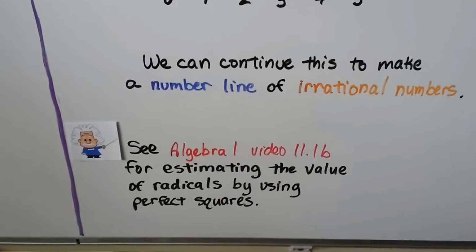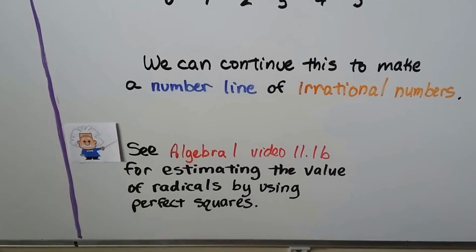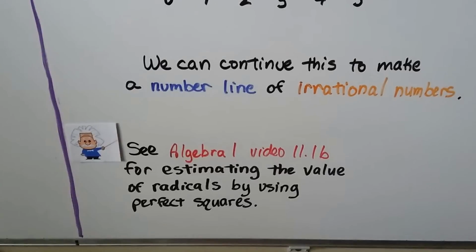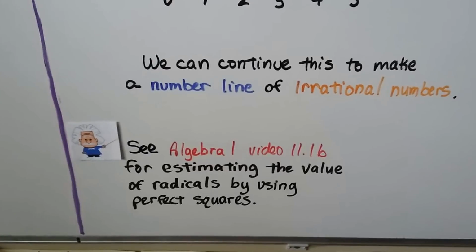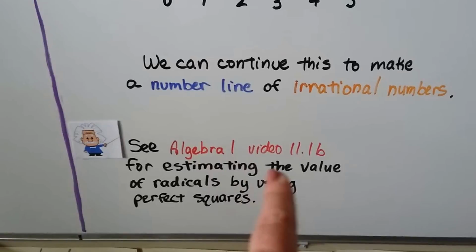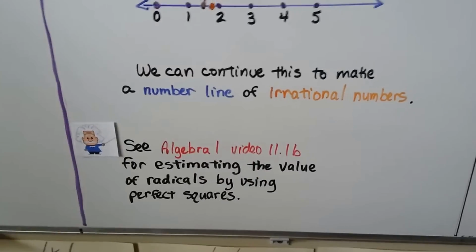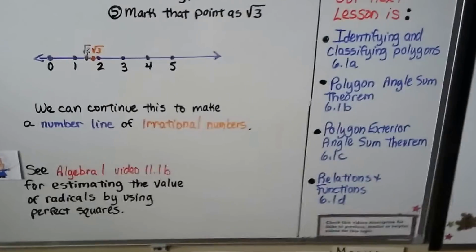Now, you can watch Algebra I video 11.1b for estimating the value of radicals by using perfect squares. And if you've been watching all these videos, you know I'm really pushing you to watch Algebra I, Chapter 11, aren't I? So we're finished with Chapter 5 now.